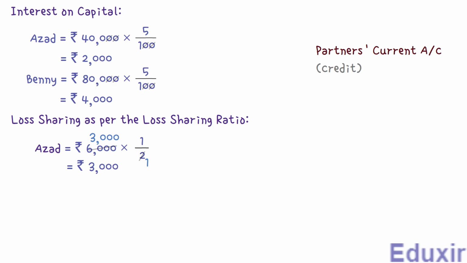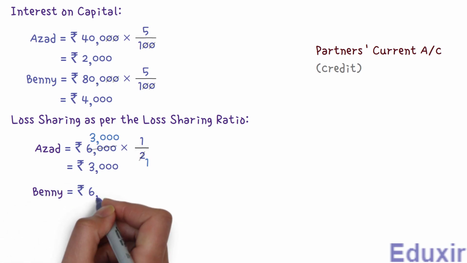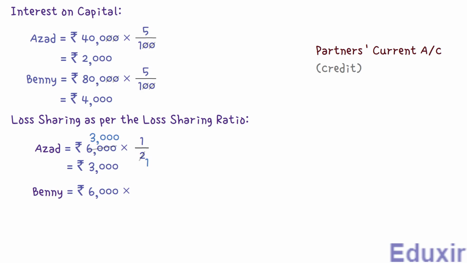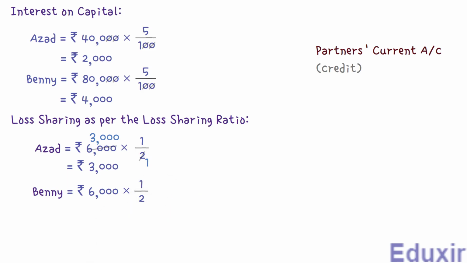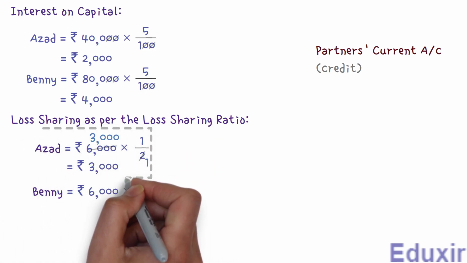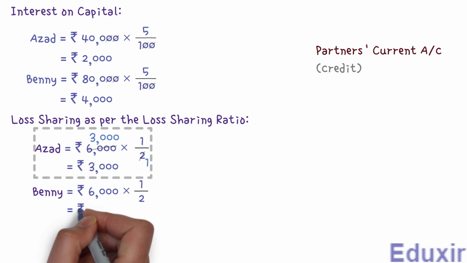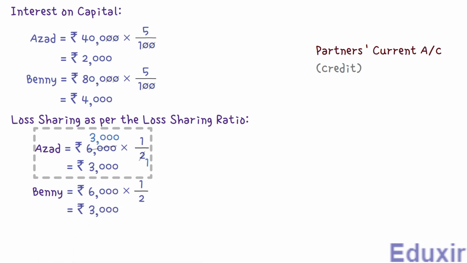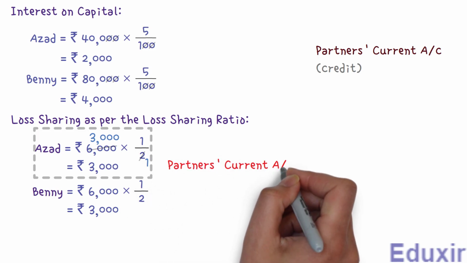This is the amount of profit share that should be debited from partner Azad's current account to reverse the overcredited profit share. Now for partner Benny, this is equal to the total overcredited net profit, which is 6,000 rupees multiplied with his profit or loss sharing ratio 1/2. This calculation is same as the calculation that we have done just now for partner Azad. So the result of this calculation is also 3,000 rupees. This is the amount of profit share that should be debited from partner Benny's current account to reverse the overcredited profit share. To correct this, we should debit the partner's current account with these amounts.